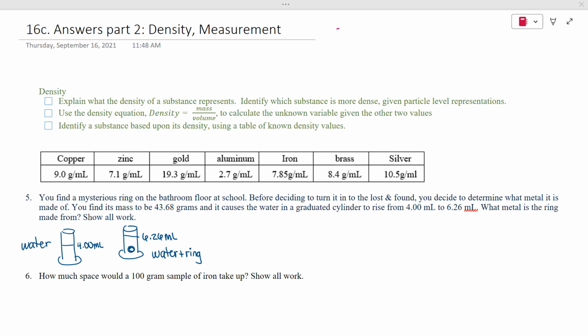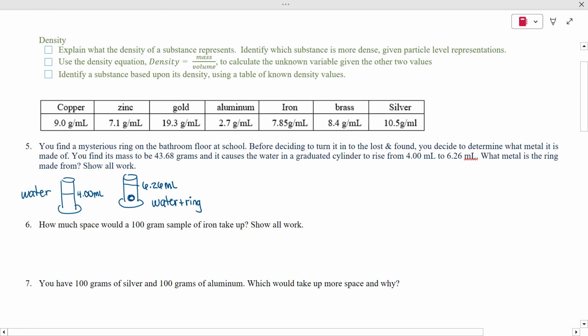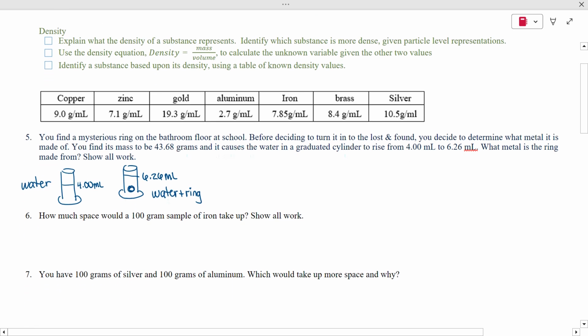All right, welcome. In this video, we're going to talk through some of these density and measurement practice problems. These first couple of problems have to do with density, and in this one we're trying to identify an unknown piece of metal. So you find a mysterious ring, and you want to figure out what type of metal it is. You find that its mass is 43.68 grams, and then we measure the volume using water displacement.